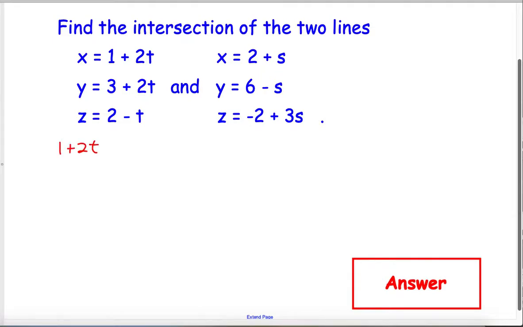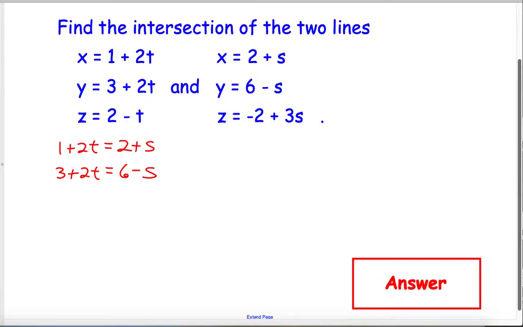So 1 plus 2t equals 2 plus s. And by the way, we're using t in one and s in the other because we can't use the same parameter. We have to use a different one for each because these are two different lines. Then I'll set the y's equal to each other. So 3 plus 2t is equal to 6 minus s. Now, I picked the x and the y equations. You could use the x and the z's or the y and the z's. Doesn't matter. Just pick two of them.